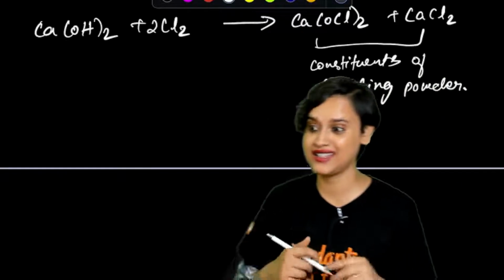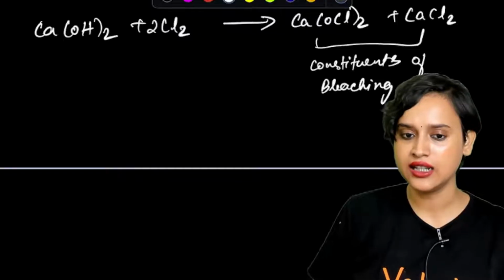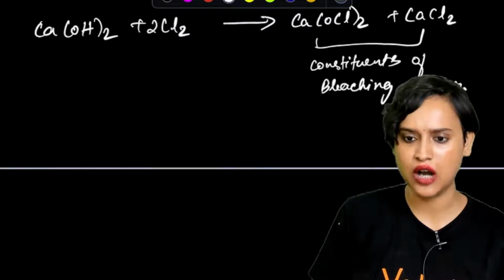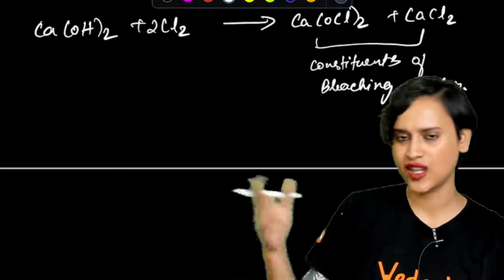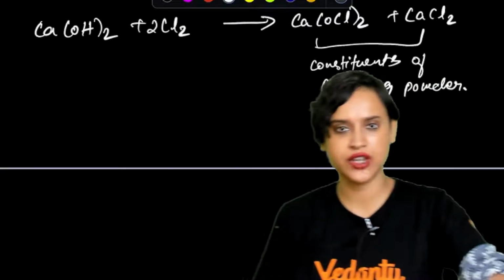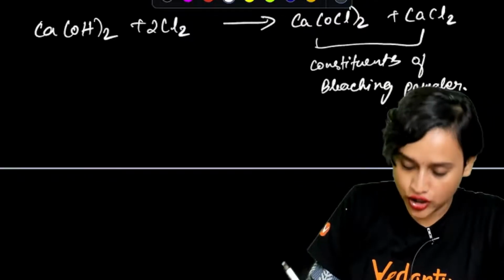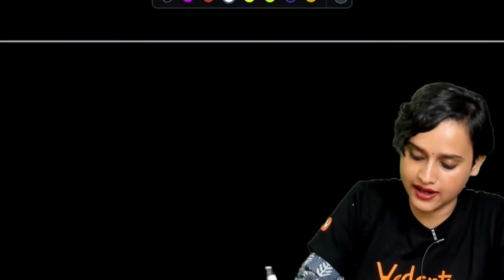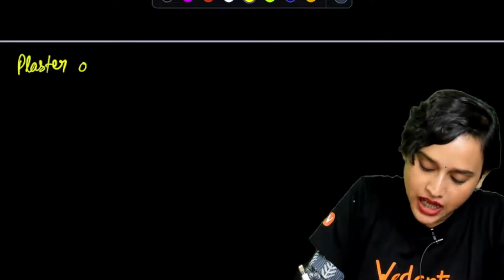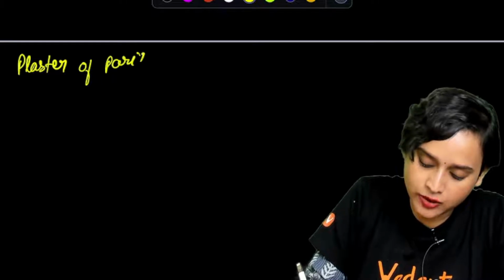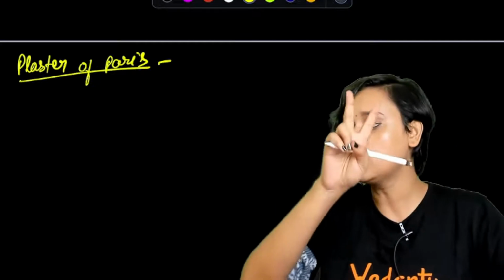Plaster of Paris. Yes, we have to read about plaster of Paris. I think calcium carbonate also, you know how to make it, we have read about it. Now let's start talking about plaster of Paris, or gypsum. But before that, you have to understand that there are two compounds that we have to study here.